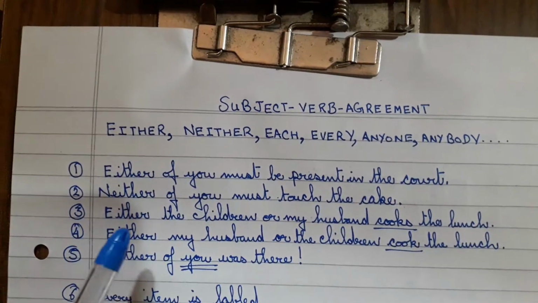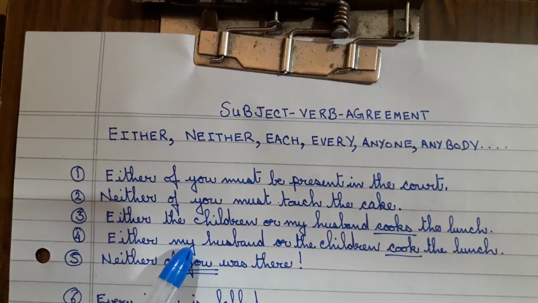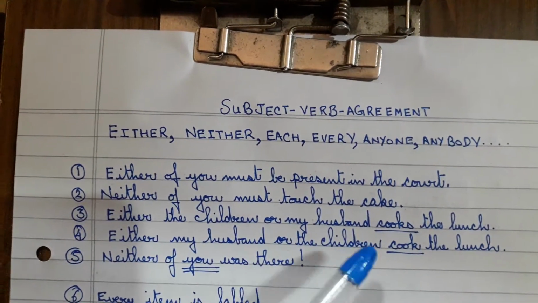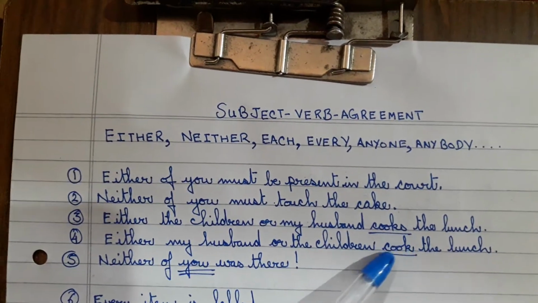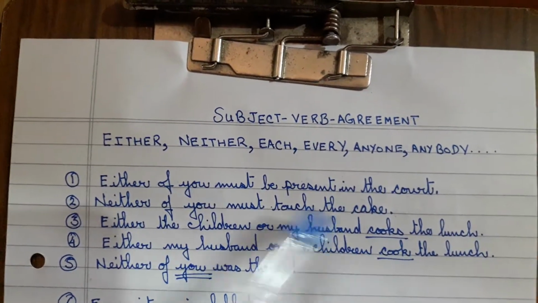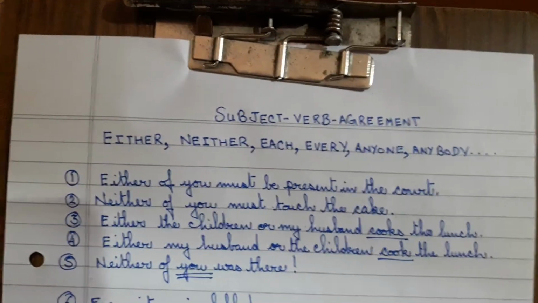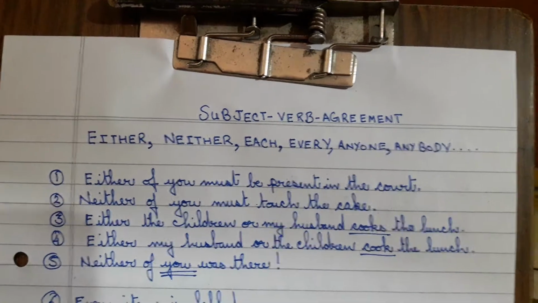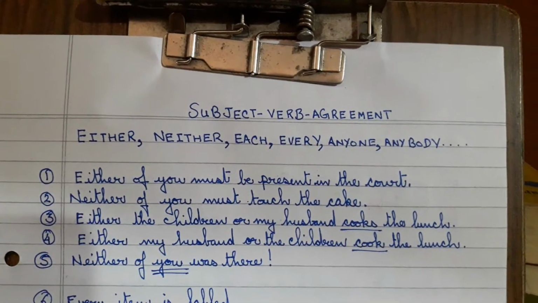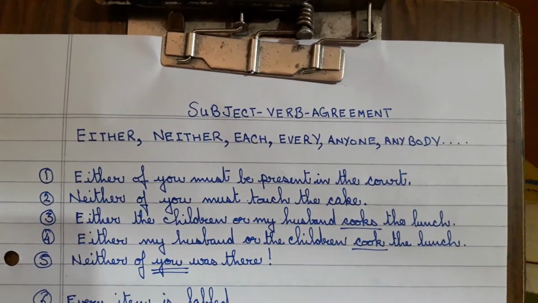Now look at the fourth sentence. Either my husband or the children cook the lunch. So here children are closer. So it's cook the lunch. Alright. So whichever subject is closer to the verb, that will decide whether the verb has to be singular or plural.